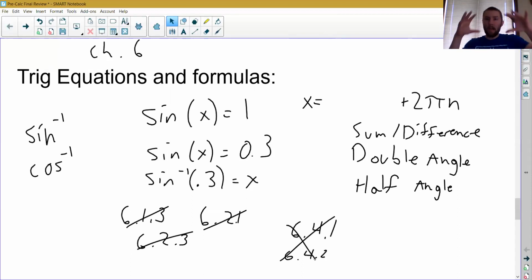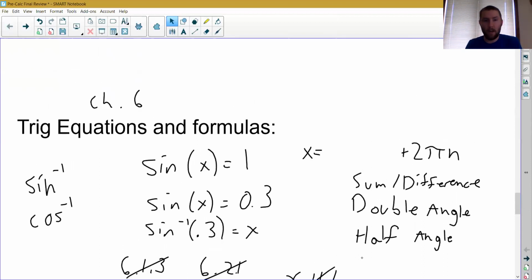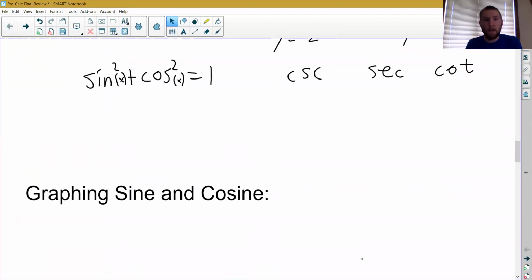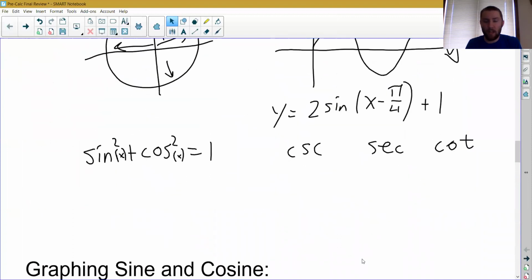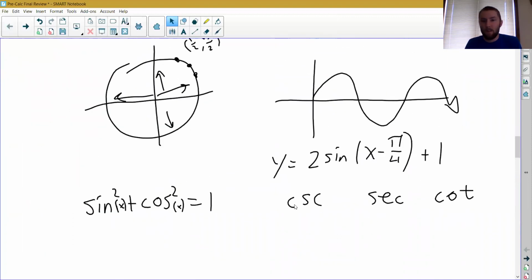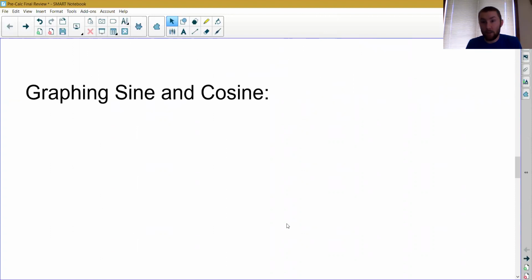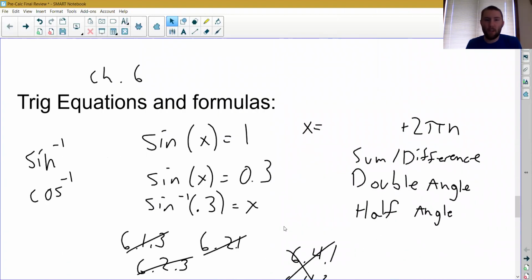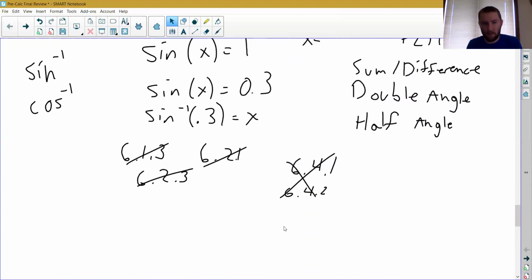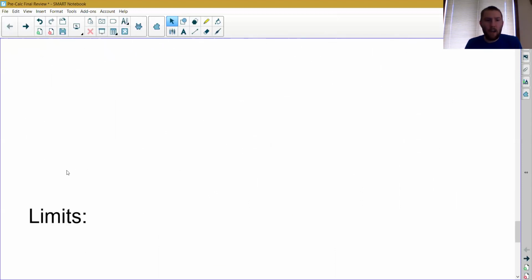Okay, so that's all of our trig stuff, right? Graphing sine and cosine, unit circle, trigonometry, the other trig functions, trigonometric identities, and then all the trig equations and formula stuff from chapter 6. So chapters 5 and 8, then we dealt with limits. So limits was chapters 5 and 8.